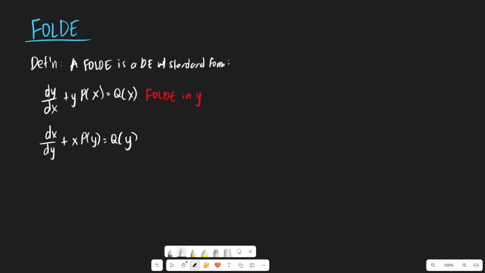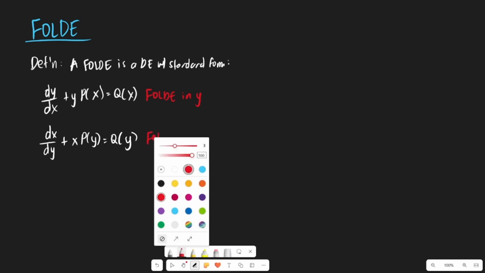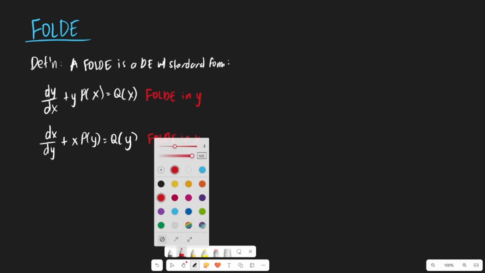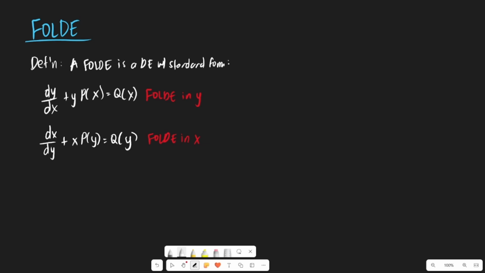So this is called the FOLDE in x. Now, given these standard forms, we can find the general solution for the specific standard forms. We have two general solution formulas we need to take note of for these FOLDEs.